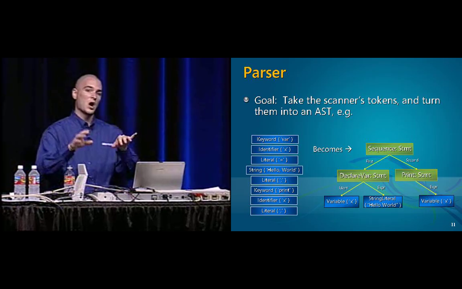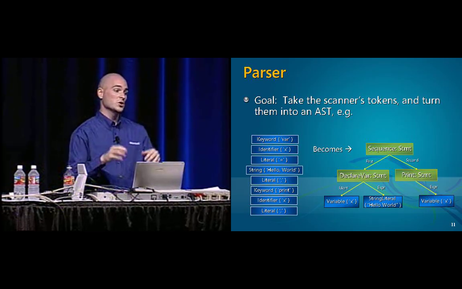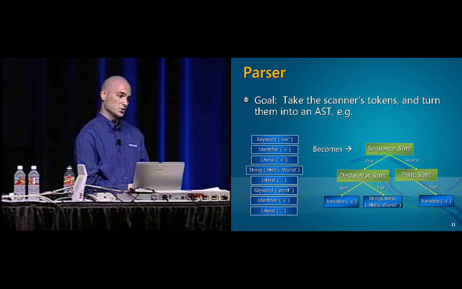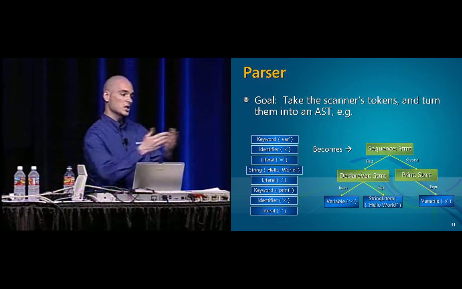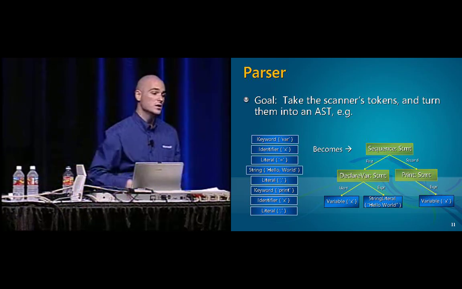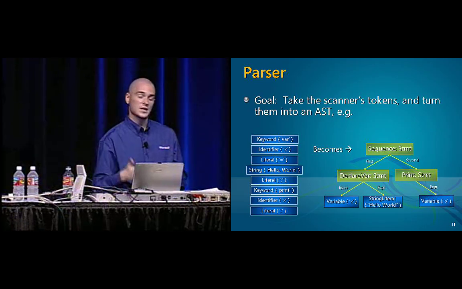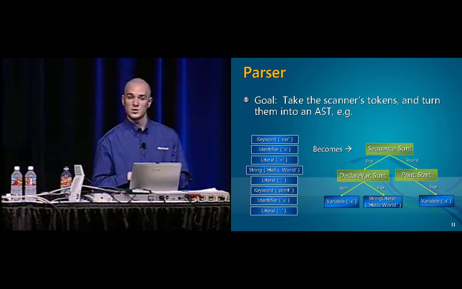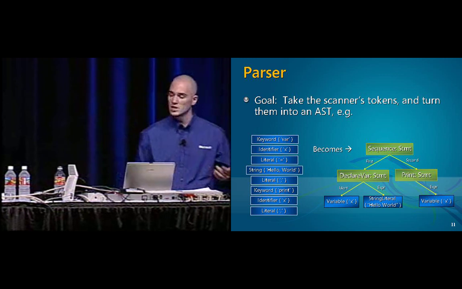And what it does is it actually parses those individual statements and stores them in the first and second fields of the sequence statement. And then declare var, obviously, on the left-hand side. That contains the identifier and the expression that you're setting that identifier to be equal to. And then print simply takes an expression.